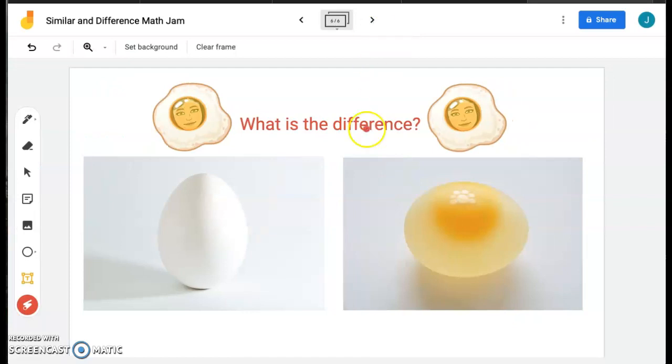So if we move on to this, what do we spot as the difference between these 2 eggs? Yes, that is my face in the egg. Yes, this egg definitely has a shell, and this egg does not have a shell. So if we take a moment and we look around our room, I want you guys to spot similarities and differences as well.